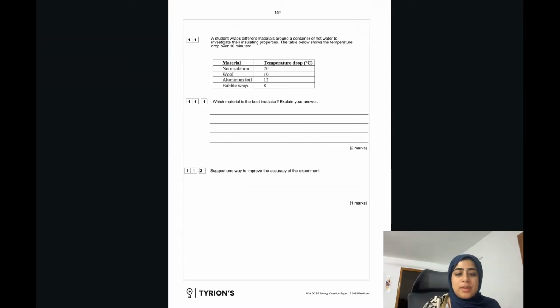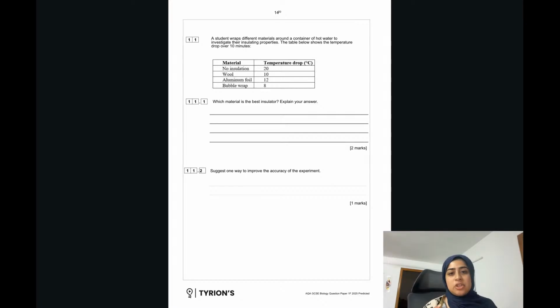Okay, last question then. It says a student wraps different materials around a container of hot water to investigate their insulating properties. The table shows the temperature drop over 10 minutes. So which material is the best insulator? Okay, so you had a question on convection, a question on conduction, and here's insulator. So for the best insulator, try and find the material that has the smallest temperature drop.